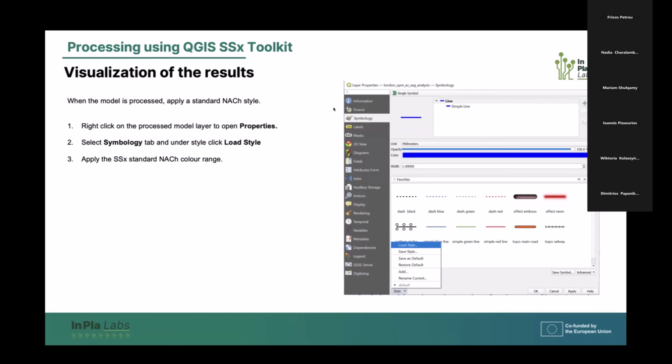If you have previously styles that you saved, you can click load style. If you don't, you can create this style for this specific kind of analysis. You will learn more about this in the next sessions.